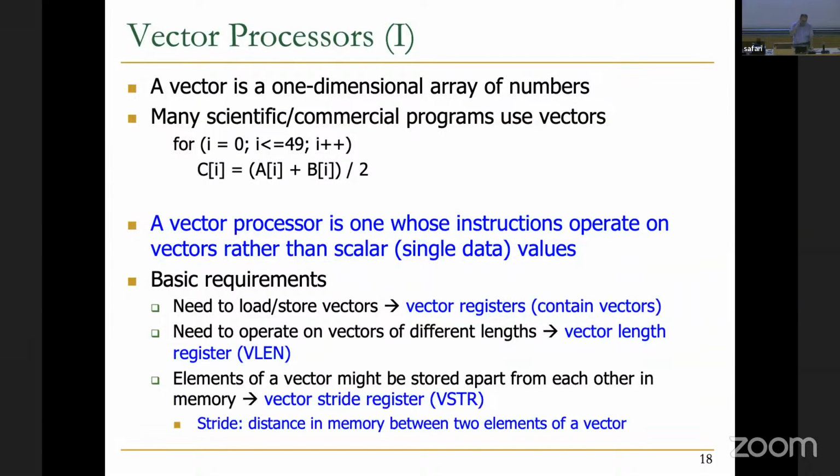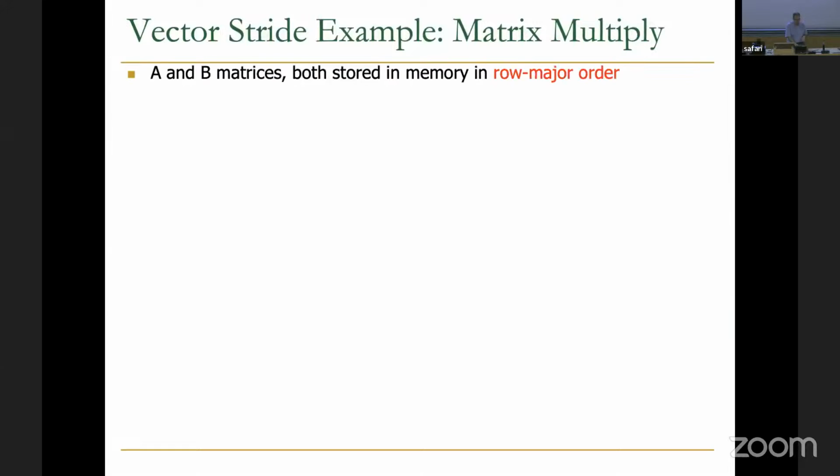We also need to know how to calculate the address of the next element. For that, we have the vector stride register. A stride essentially means the distance in memory between two elements of a vector. We're going to see an example of stride.